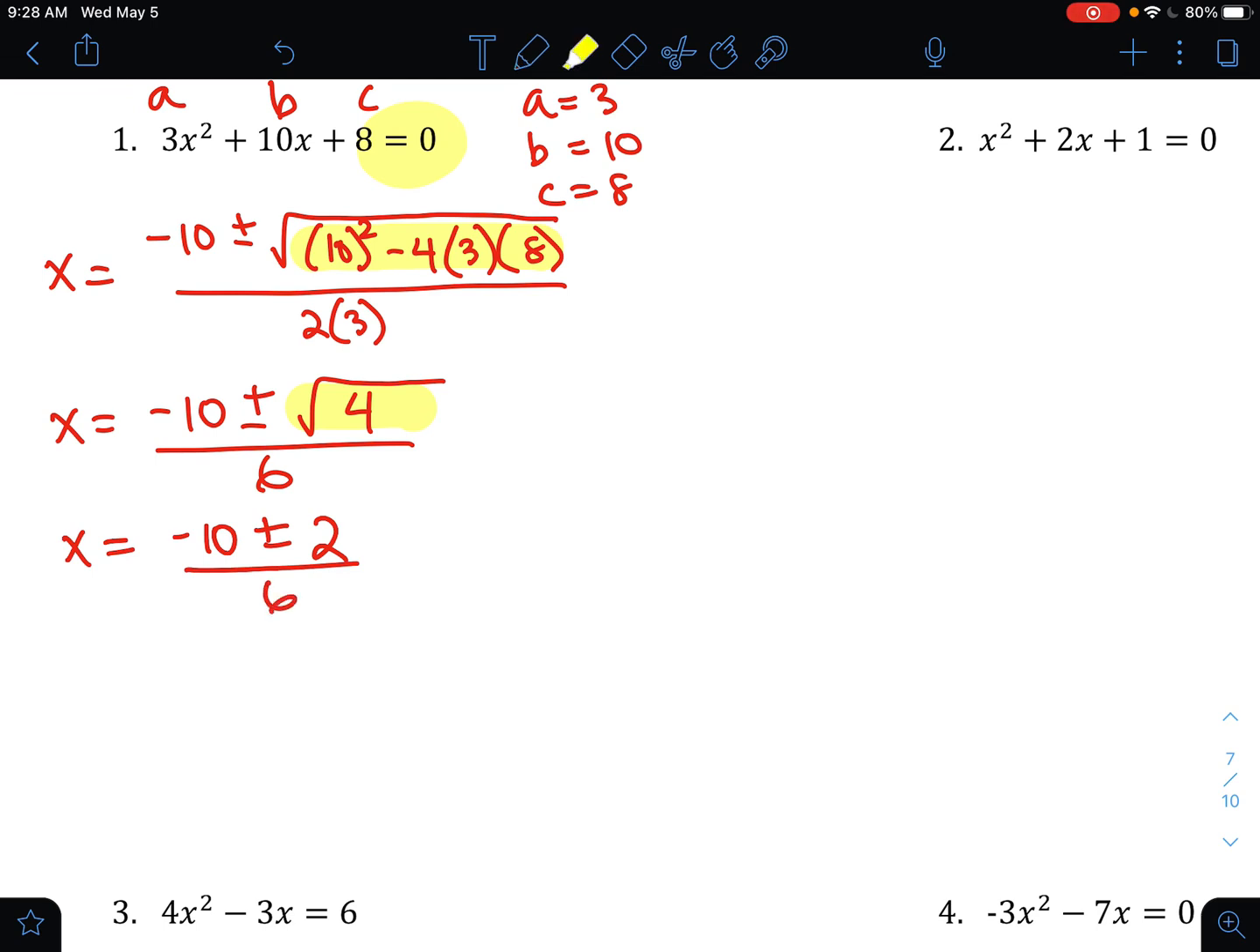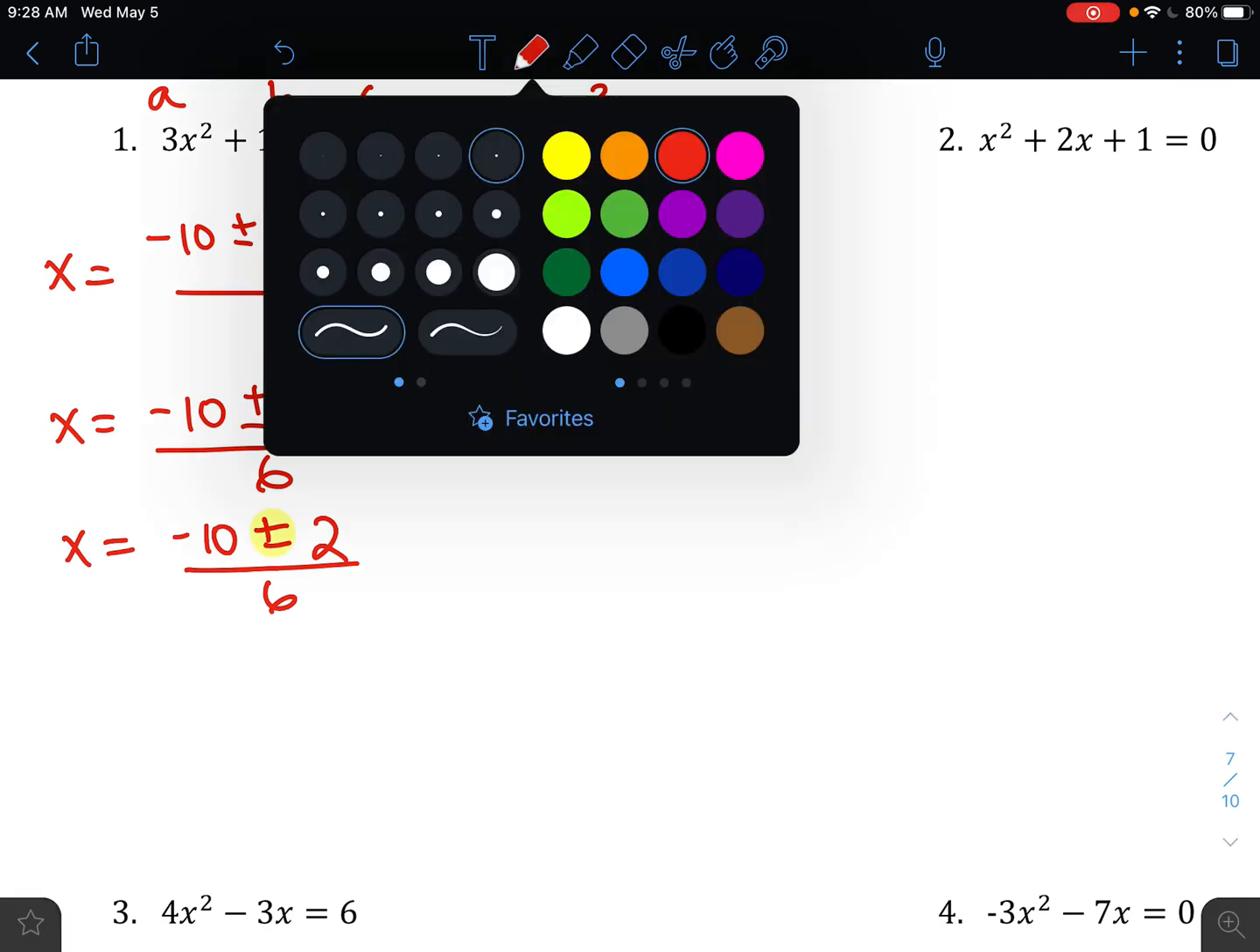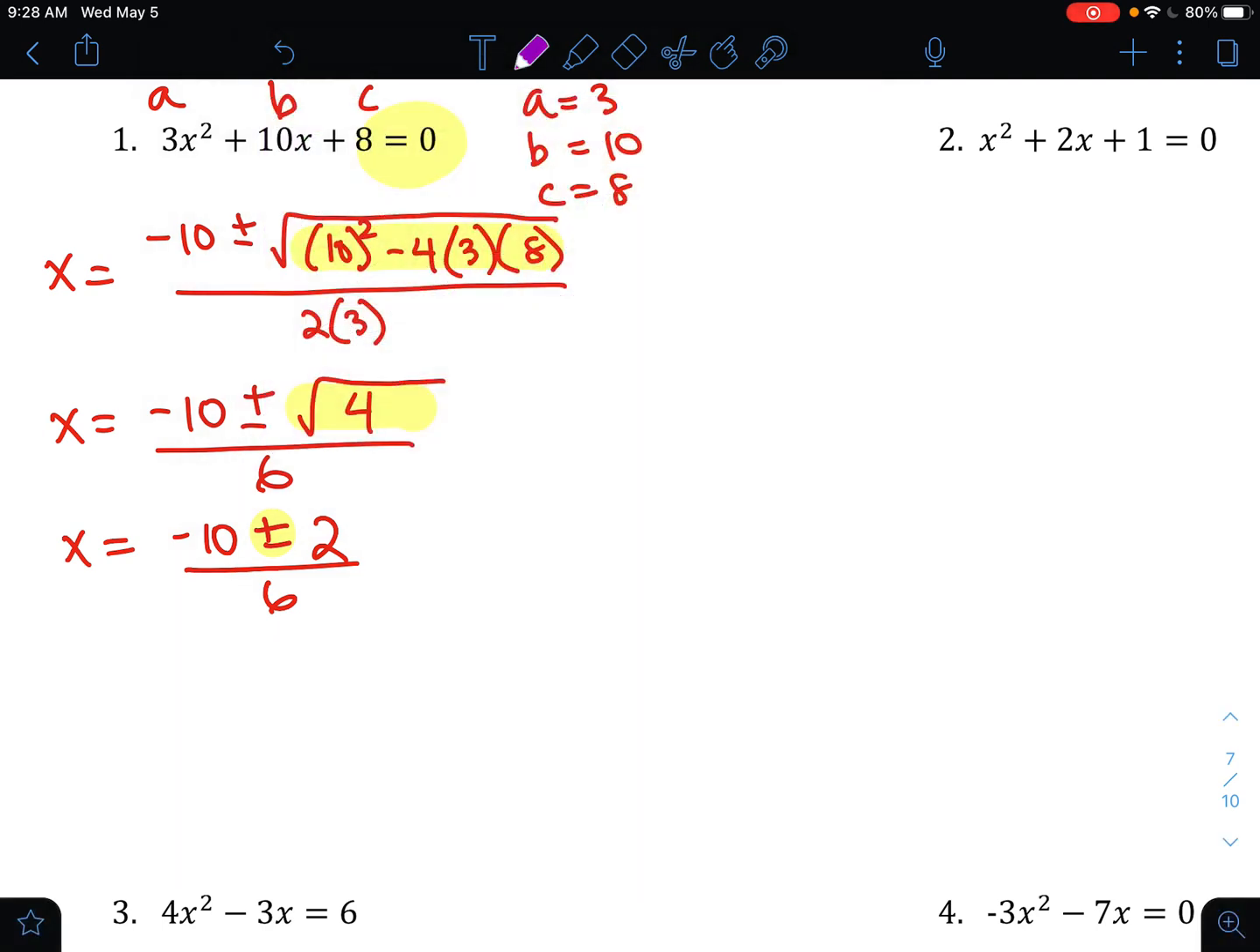Now I'm going to handle the plus or minus. One of them will read x equals negative 10 plus 2 over 6. The other one is x equals negative 10 minus 2 over 6. So you're separating out the addition of the two numbers and the subtraction of the two numbers. Let's go back to the addition. Evaluate negative 10 plus 2. That gives me negative 8.